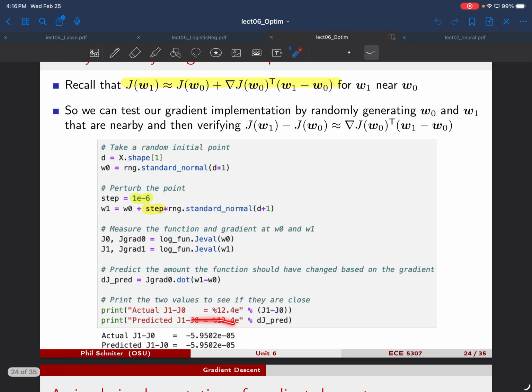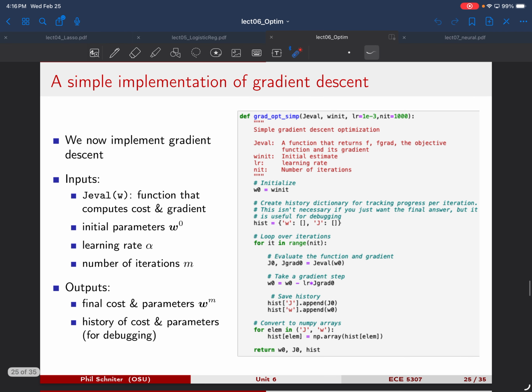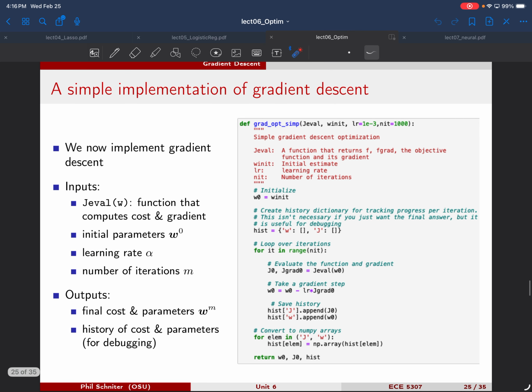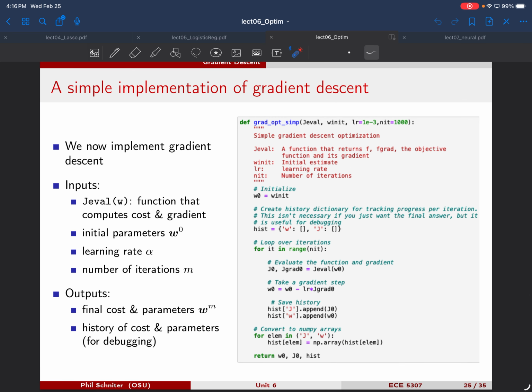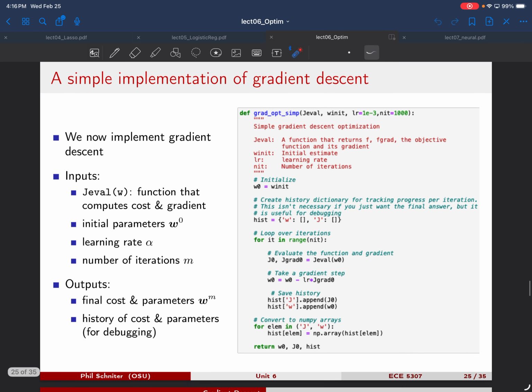And so for us, this works out, so we're pretty confident in our code. Let's see, I don't know if we got to this page here, but this is basically our gradient descent implementation. So this is really nothing more than a for loop over those iterations.